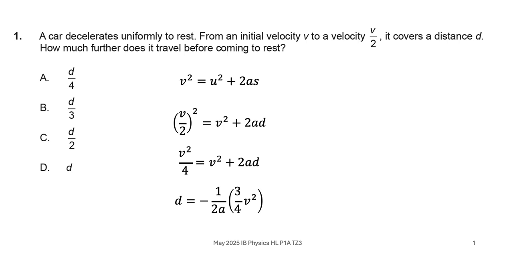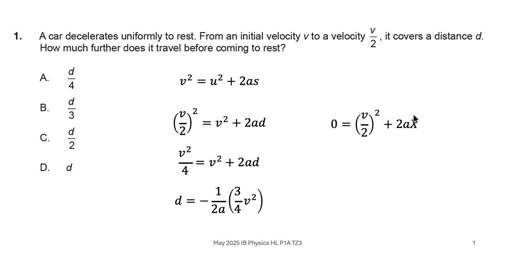Okay, now why are we doing that? Well, what we're going to do is compare that distance with the distance traveled in the second leg of this journey, if you like, which is when we go from v over 2 to 0. In other words, from v over 2 to rest. We're going to do exactly the same process, except this time our final speed is 0, our initial velocity is v over 2, and we've got the same acceleration a.